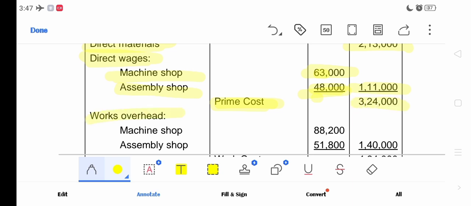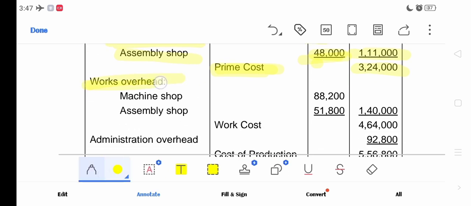Now what shall we add? Obviously works overhead, right? So try to remember the cost sheet. You have to know all these formulas and the cost statement sheet, what are the items involved in the cost sheet, you have to know guys. Then only you are going to put everything together into the answer sheet well. Okay, you'll get better grades and all.